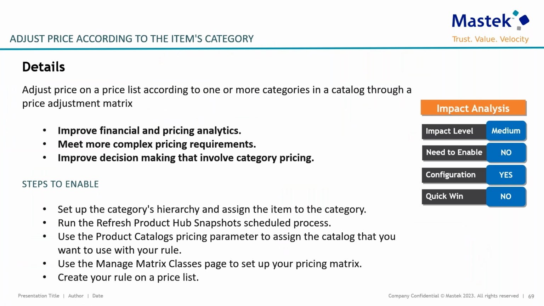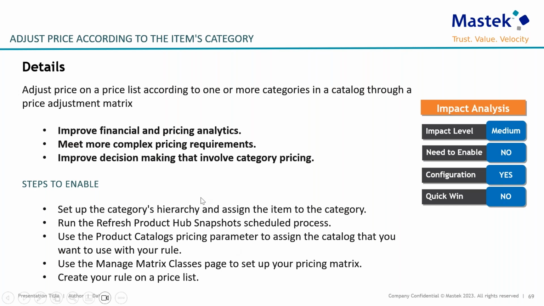Now moving to the next one, which is adjust the price according to the item's category. Adjust the price on a price list according to one or more categories or catalogs through a pricing adjustment matrix. So there are three major factors: improve financial and pricing analytics, meet more complex pricing requirements, and improve decision making that involves category pricing.